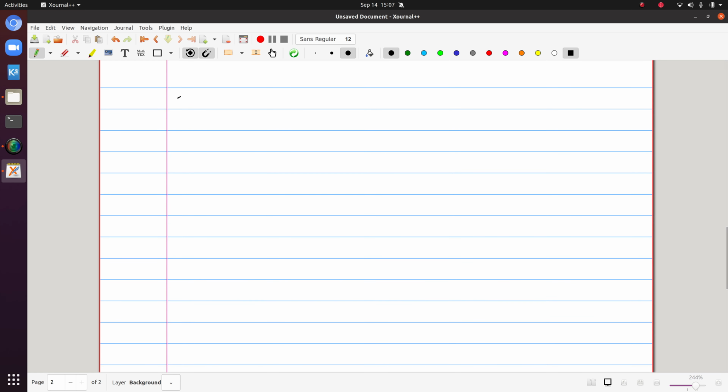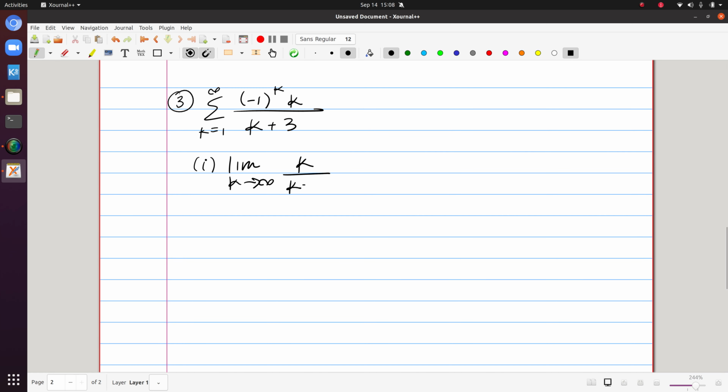Another example, if I have the sum from k equals 1 to infinity of minus 1 to the k times k over k plus 3. I go to check my first condition of the alternating series test, which requires that I look at the limit as k goes to infinity of k over k plus 3. That limit's 1. Importantly, that means that that first condition doesn't hold because this limit is not 0.